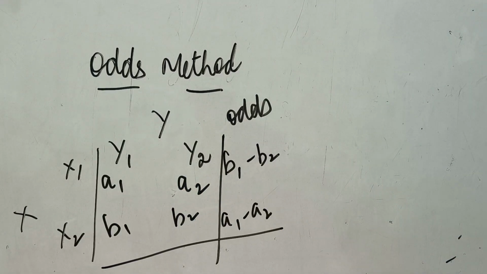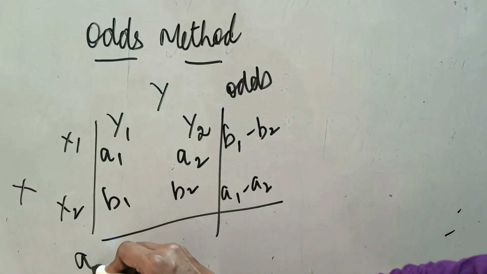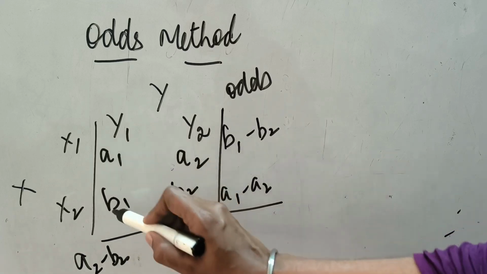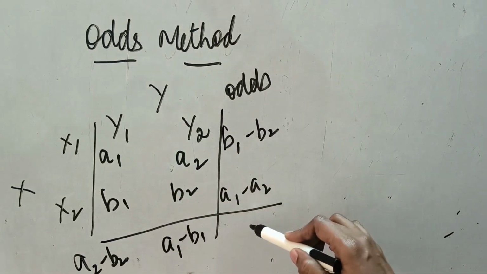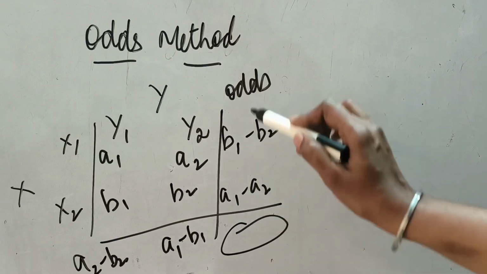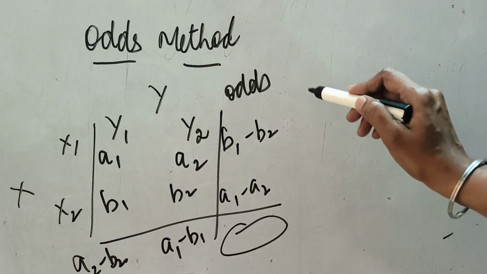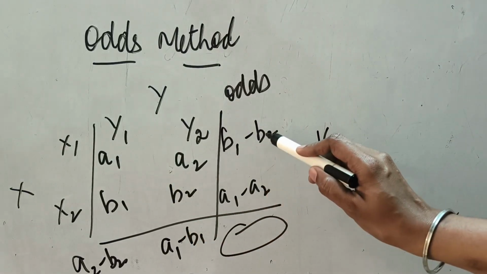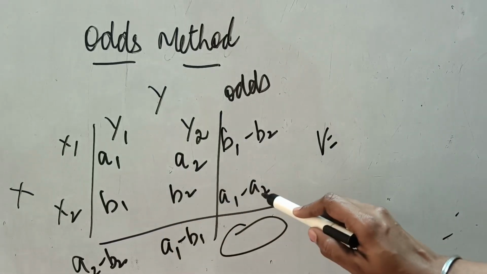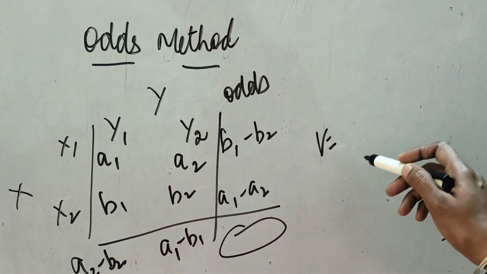And the same we will do below as well. The difference between these two, that is a2 minus b2, will come here, and the difference a1 minus b1 will come here. And the total of this will be done. It should be the same from both the sides. And then the strategies will be decided, and the value of the game. How do we calculate the value of the game? This element into this element plus this outside element into this outside element, and that will be divided by the total.